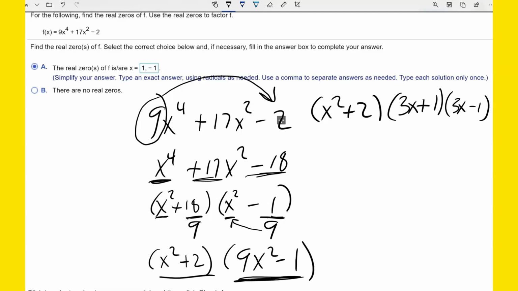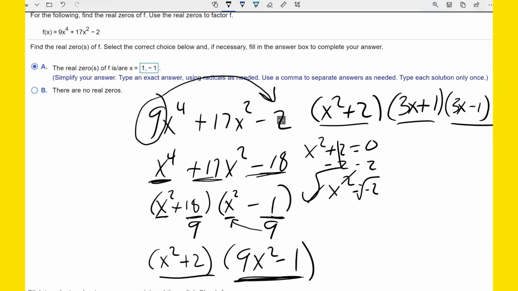So now I solve these things. I solve it by setting each one of these factors equal to 0. If I set x squared plus 2 equal to 0, subtract 2, x squared equals negative 2, take the square root of both sides, x equals plus or minus i root 2.